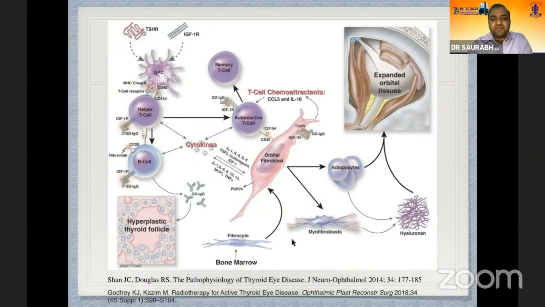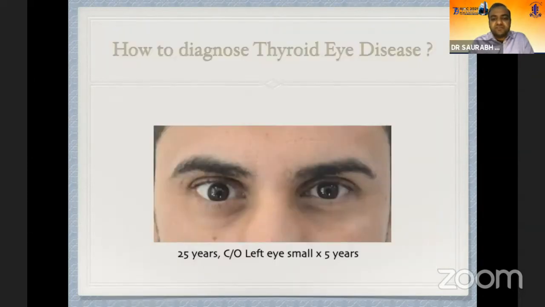Now, this orbital fibroblast is activated by a number of autoantigens and autoantibodies, which leads to the formation of autoreactive T cells, cytokines, inflammatory markers, and various growth factors. And it is here that the medical management part comes into the picture. So understanding of this pathophysiology is very important in helping these patients get therapy so that we can decrease the disease manifestations. Now let's come on to some cases.